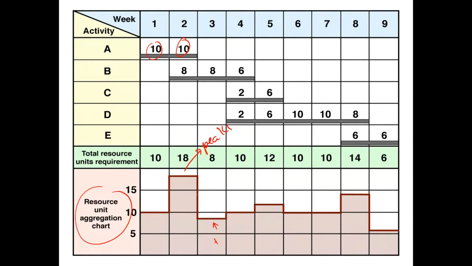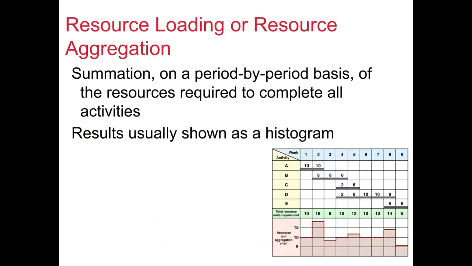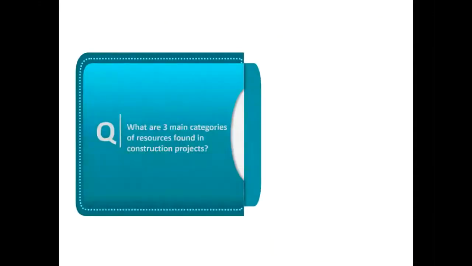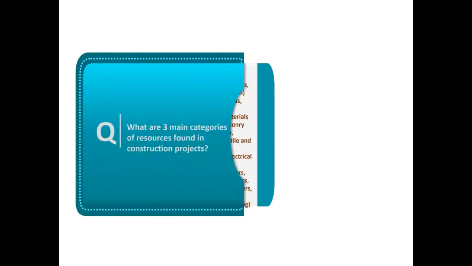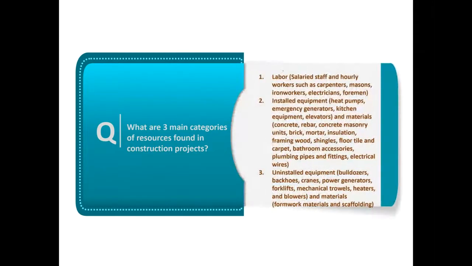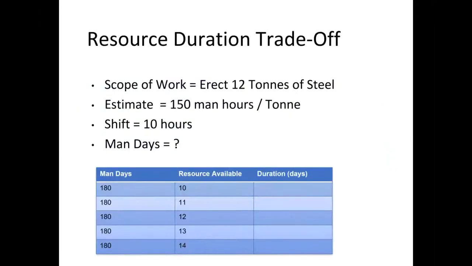So we would like to have a more smoother resource profile rather than the one with too many peaks and troughs. So some theory about it. Three main key resources found in construction projects you have to be aware of. Firstly, labor. Secondly, installed equipment, and uninstalled equipment. So this type of resources to deal with.